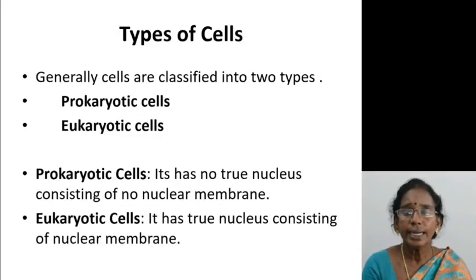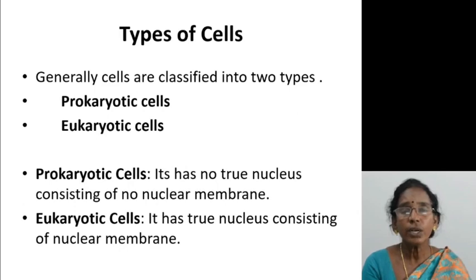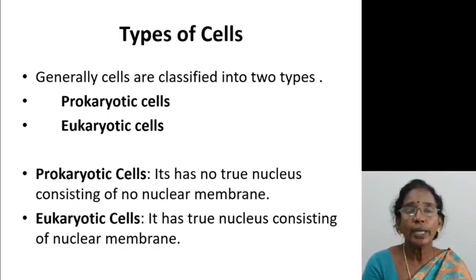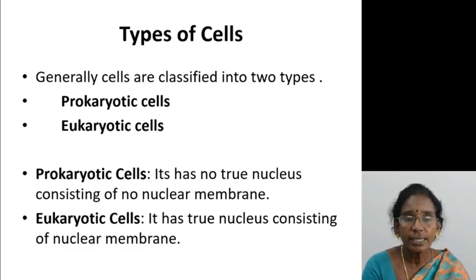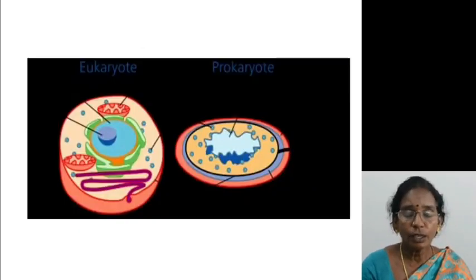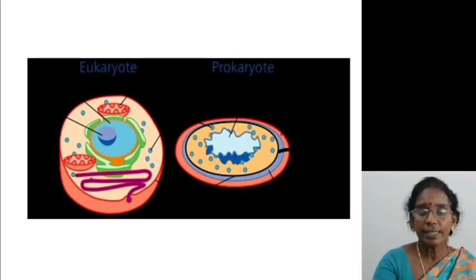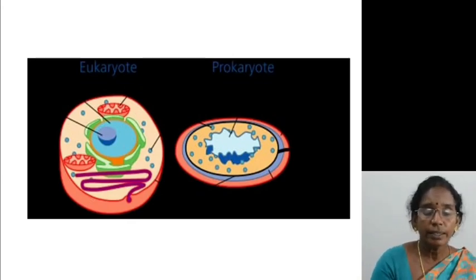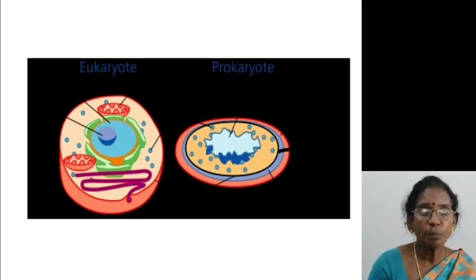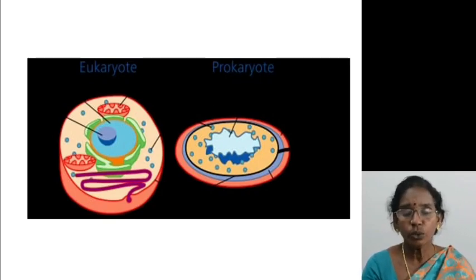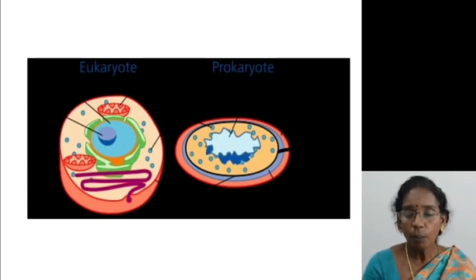Now let us see the types of cell. Generally, cells are classified into two types, that is prokaryotic cells and eukaryotic cells. What are prokaryotic cells? Prokaryotic cells have no true nucleus, consisting of no nuclear membrane. What are eukaryotic cells? Eukaryotic cells have a true nucleus. Here the first one is the eukaryotic cell and the second one is the prokaryotic cell. The first one has a nucleus and the nuclear membrane, and the other has no true nucleus. So this is the eukaryotic cell and that one is the prokaryotic cell.